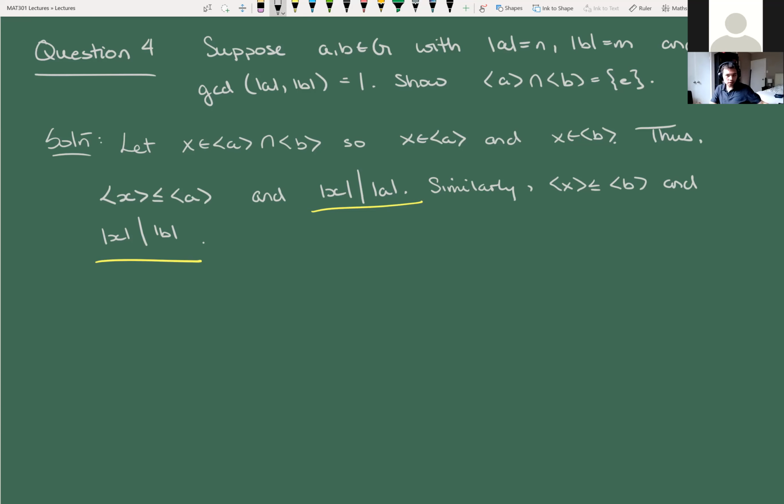If you divide the order of A and you divide the order of B, what are you? Right, exactly. X divides the GCD of A and B, right? X is a common divisor. It divides both A and B. So in particular, every divisor divides the greatest common divisor, right?